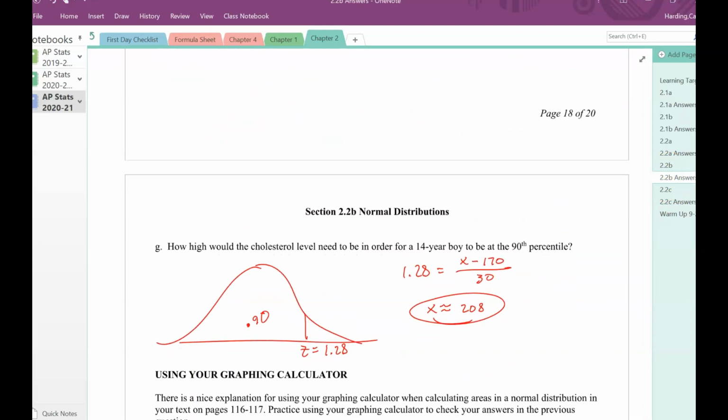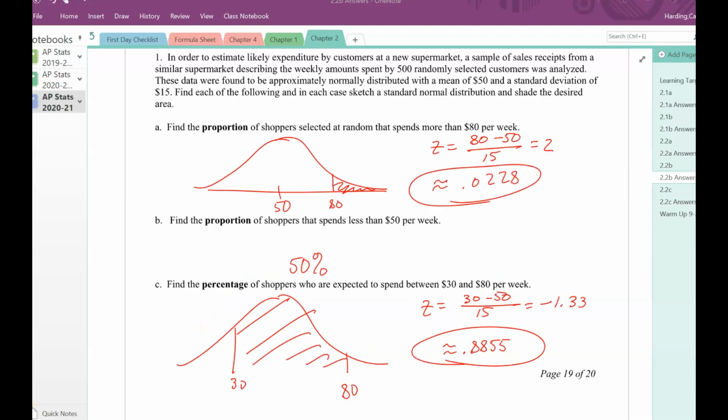It says, how high would the cholesterol level need to be in order for a 14-year-old boy to be at the 90th percentile? So all we're looking for is 0.90, as close as we can get in the center of the table. Follow it out to the margins to get a z-score of 1.28, and then convert that back to an actual value in the context of the problem. All right, I'd like you to stop the video here, and I would like you to complete the check your understanding.